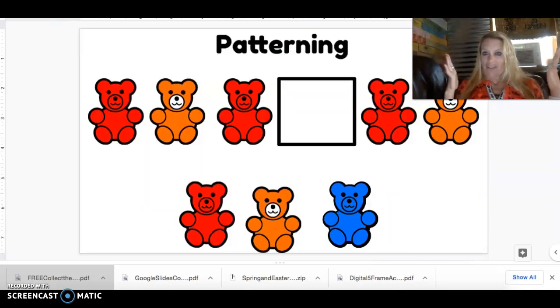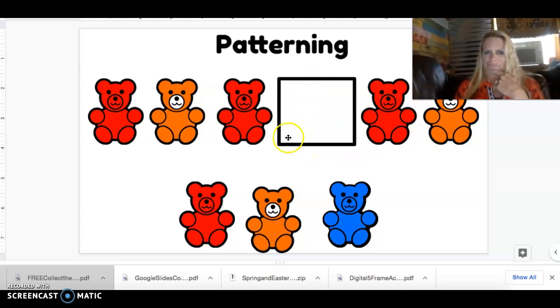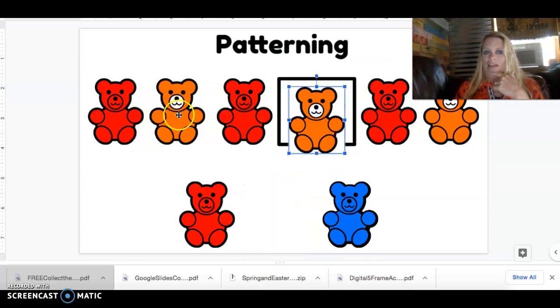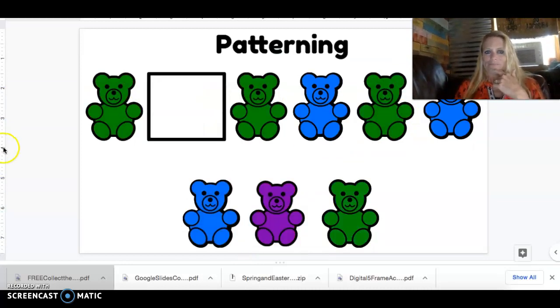Let's look at our pattern real quick. All right, let's say them together, the colors. Red, orange, red, and red and orange. What is the missing bear here? What color would it be? Good, it would be an orange. Red, orange, red, orange, red, orange. Good job. All right, let's look at our next one.